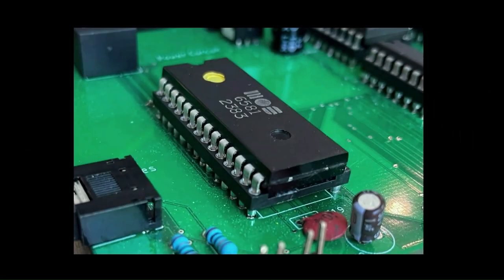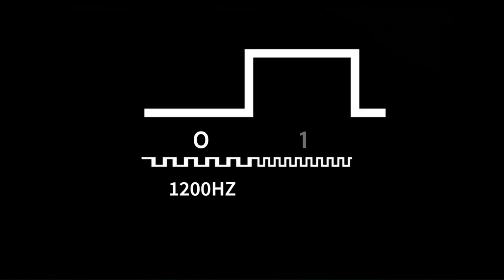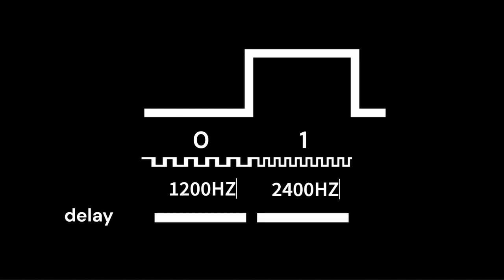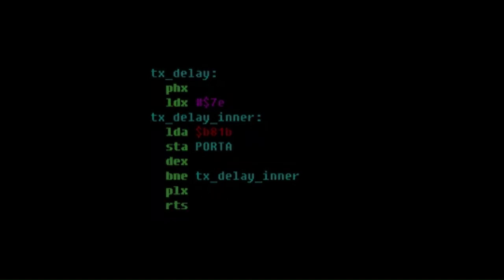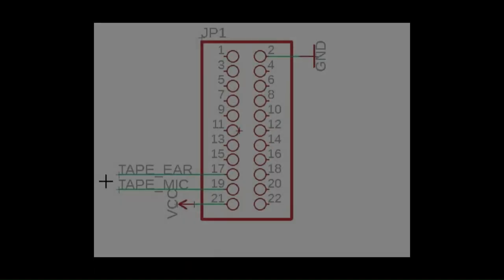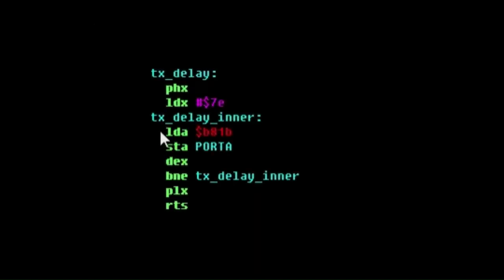We can use the strange properties of oscillator 3 to encode a 0 to 1200 Hz and a 1 as 2400 Hz. For the delay that controls how long each bit is played for, I just have a loop with a very fine-tuned loop amount. For me, it loops 126 times, and that's for half a bit. Now, the tape's mic port is connected to PA7 on the I/O port. So, while the delay loop is running, OSC3's state is copied to PA7.